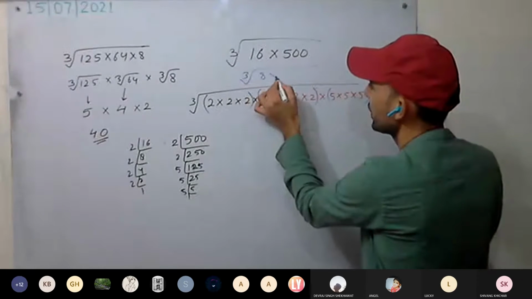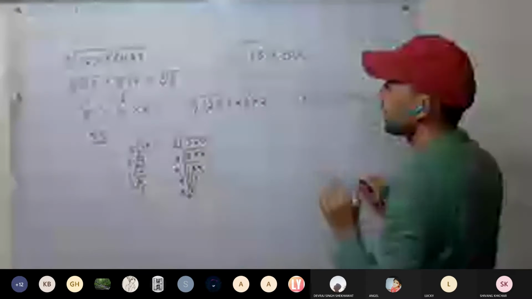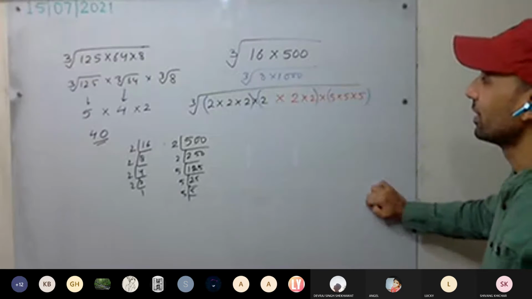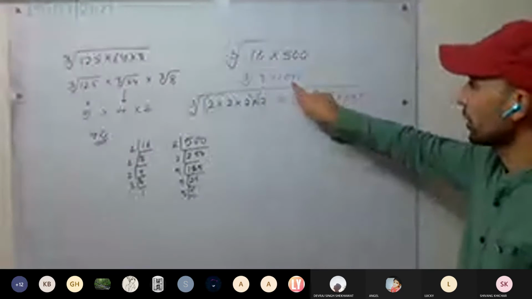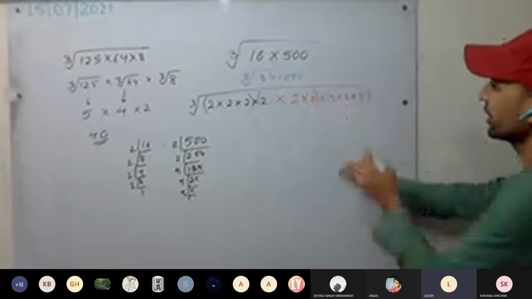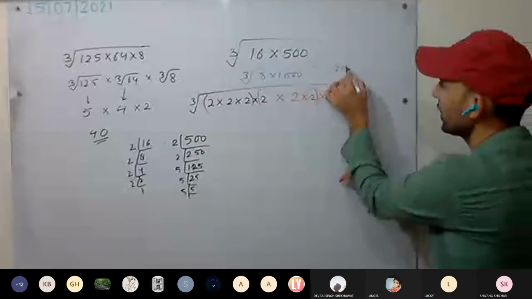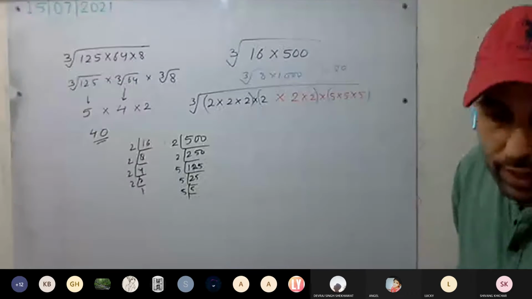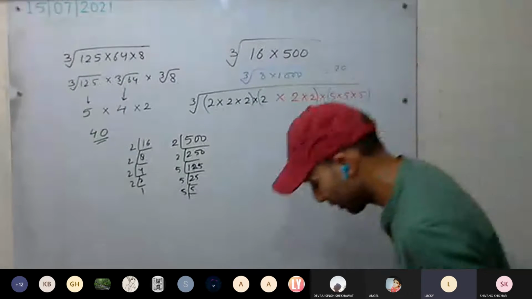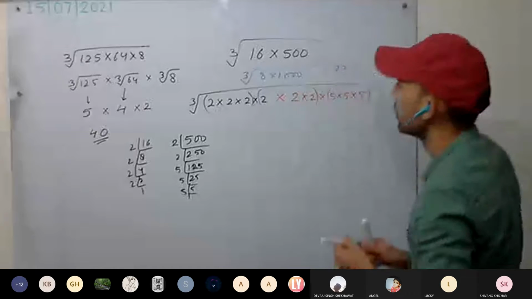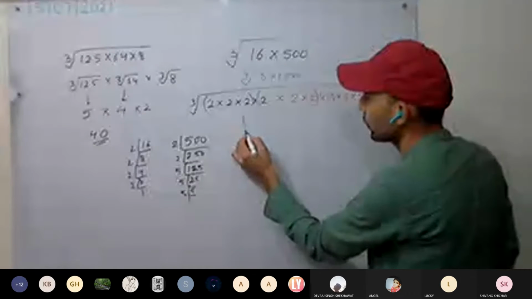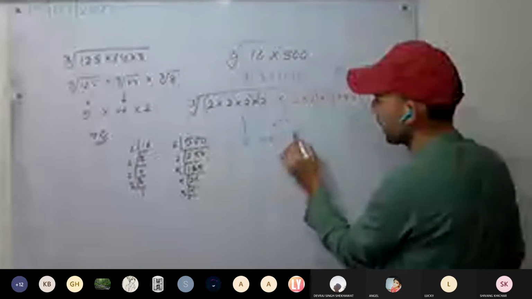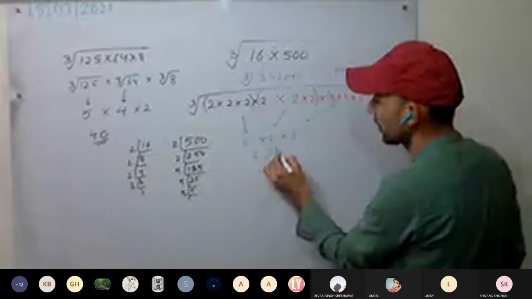So it is the cube root of 8 into 1000. 8 is a perfect cube, 1000 is a perfect cube. So what will be the answer here? 20. You can also do it like this: from each triplet, take one out. 2 into 2 into 5, so 2 from here, 2 from here, and 5 from here. How much are we getting? 20.